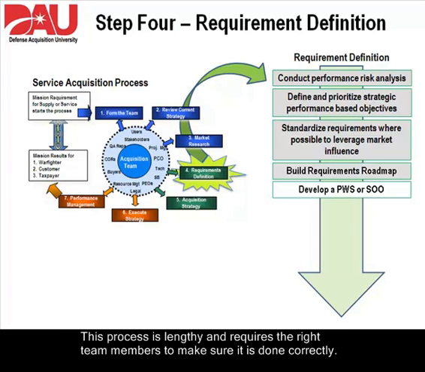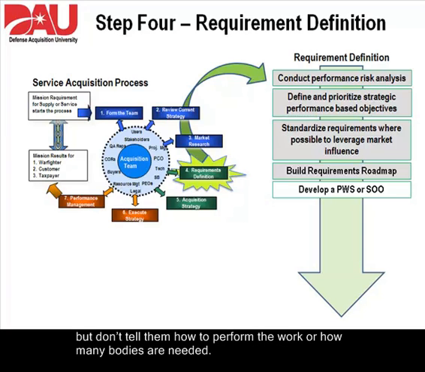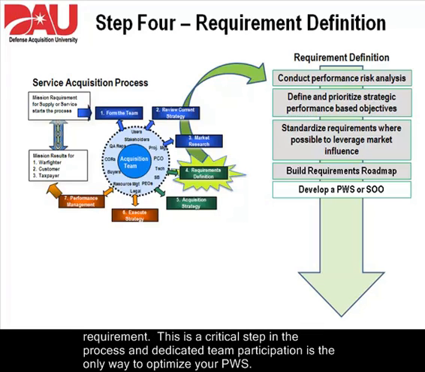This process is lengthy and requires the right team members to make sure it is done correctly. Provide enough detail in the PWS to give a contractor a clear idea of the performance results you need, but don't tell them how to perform the work or how many bodies are needed. You should also provide enough scoping or historical information that will enable a contractor to develop a clear picture of the requirement. This is a critical step in the process, and dedicated team participation is the only way to optimize your PWS.